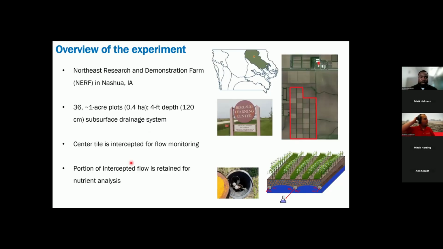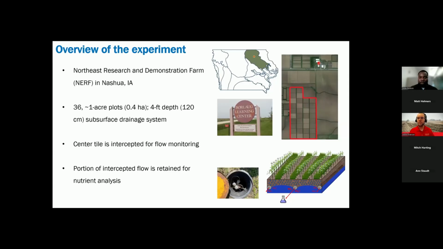So, an overview of the experimental setup: we had this set up at the Northeast Research Farm. It's a 36-acre plot, each individually tiled, and we're able to sample from the middle tile. So each plot has 3 tiles, 2 at each of the edges and 1 in the middle. And the sampling is done only from the middle tile in order to prevent influence from other plots.